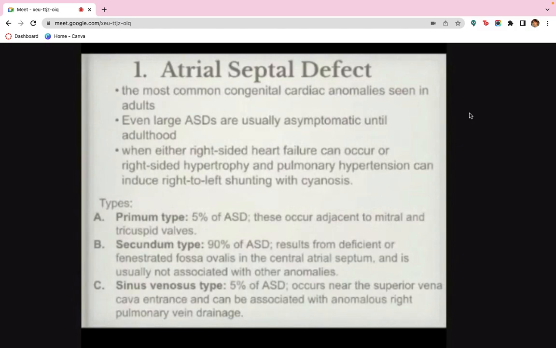We go now with atrial septal defect. It is the most common congenital cardiac anomaly seen in adults. Even large atrial septal defects are usually asymptomatic until adulthood. Then either right-sided heart failure can occur, or right-sided hypertrophy and pulmonary hypertension can induce right-to-left shunting with cyanosis, or bluish discoloration. So we have types of ASD. We have the primum type, around 5% of all ASD. We have the secundum type, around 90%. And we have the sinus venosus type, around 5% of atrial septal defects.